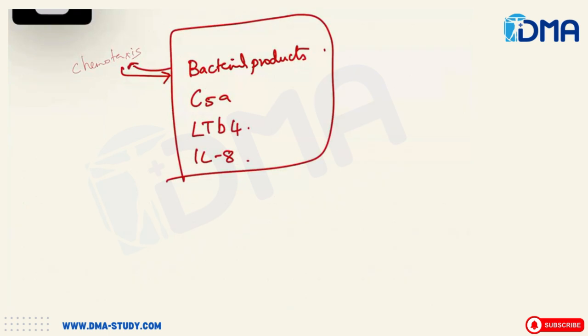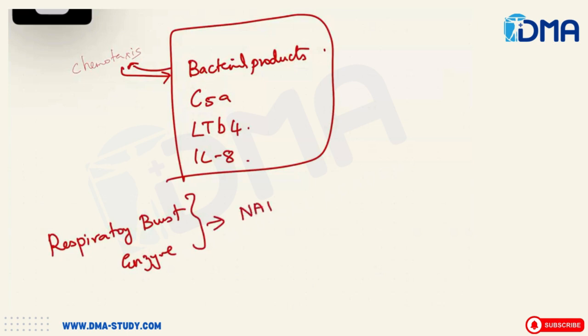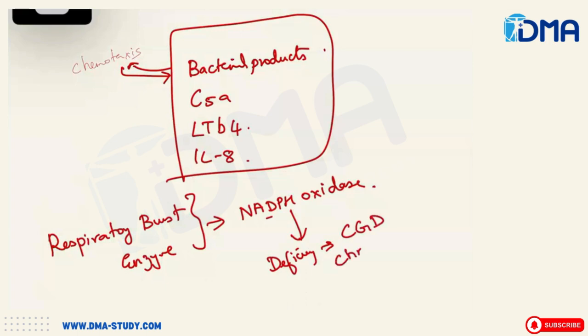There is something called the respiratory burst enzyme. What is the respiratory burst enzyme? It is involved in the destruction of the microorganisms that come inside the body. It is NADPH oxidase. Whenever there is a defect in NADPH oxidase, what will be the syndrome that is formed? Come on, tell me. These are questions you should know. Whenever there is a deficiency of NADPH oxidase, what will happen? It will lead to chronic granulomatous disease, CGD.